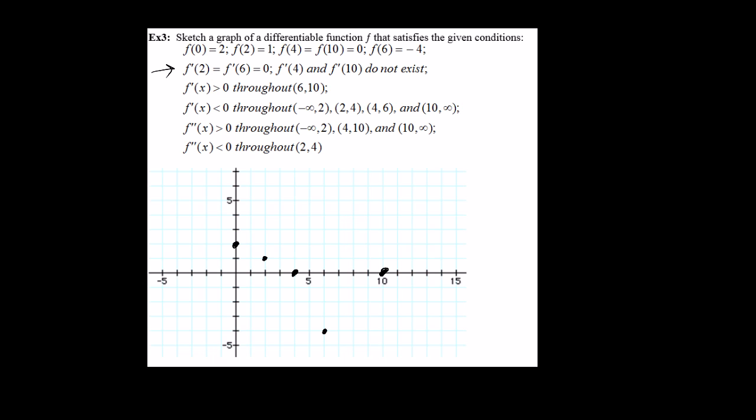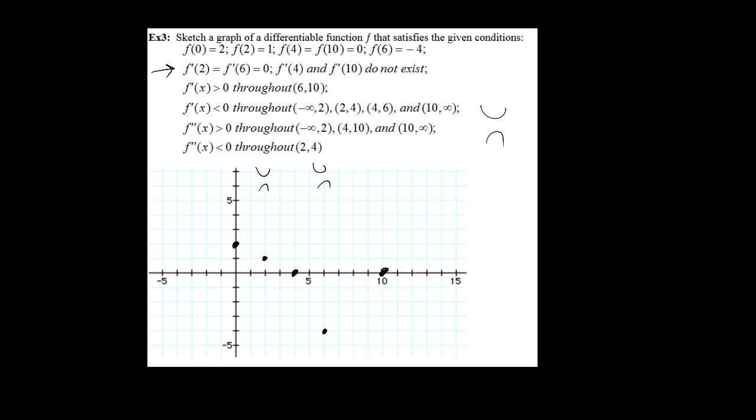The second line tells us f prime of 2 and f prime of 6 is 0. Well, we know the derivative is equal to 0 when we have a minimum or a maximum. So at f of 2, this is either going to be a minimum or a maximum. And at f of 6, this is either going to be a minimum or a maximum. We're going to have to wait to see what happens there.